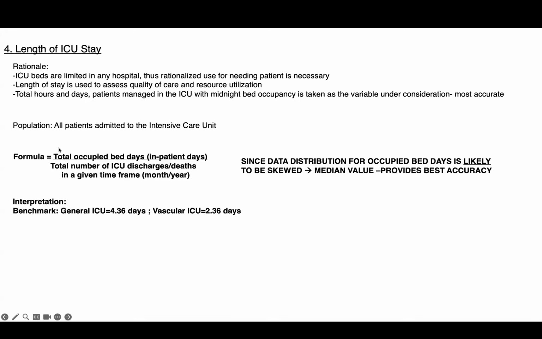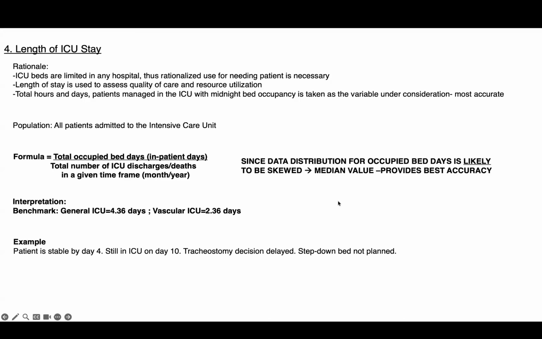So here the formula is the total occupied bed days, that is the inpatient bed days. Like I said, the midnight census that is there at 12 a.m., the number of patients that are there at that point of time is noted, and the denominator is the total number of ICU discharges or deaths in a given time frame. That is in months usually. In some ICUs they take it in years. So that is taken as the formula, and the general benchmark is for a general ICU it is 4.3 days, and for vascular ICU is taken as 2.3 days.